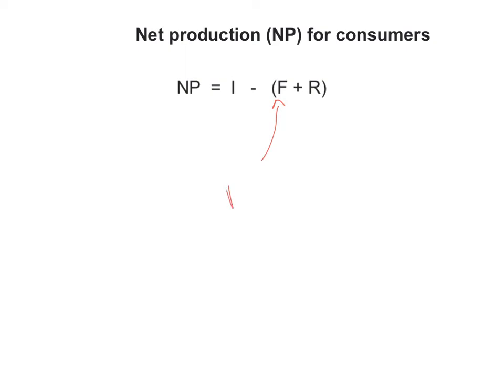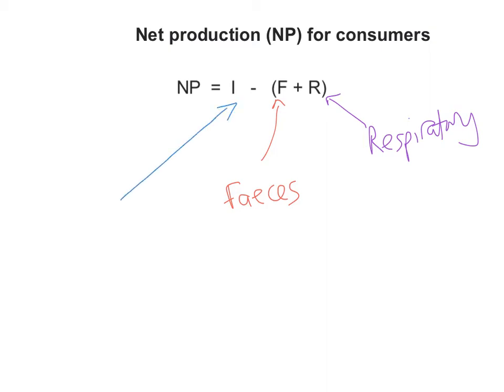So F are the losses that we talked about that come from material that's passed straight through, so undigested, egested material. We've got R representing the respiratory losses of the consumers. Again, remember, especially high for the homeotherms, the animals which have to control their own body temperature. And we have I, which is the chemical energy available.